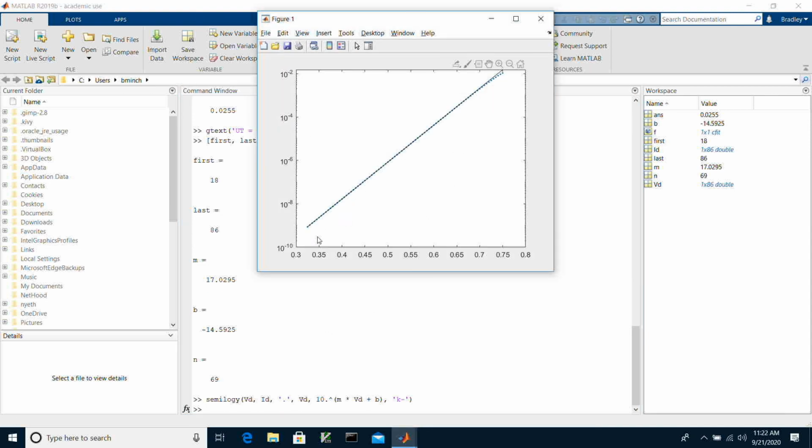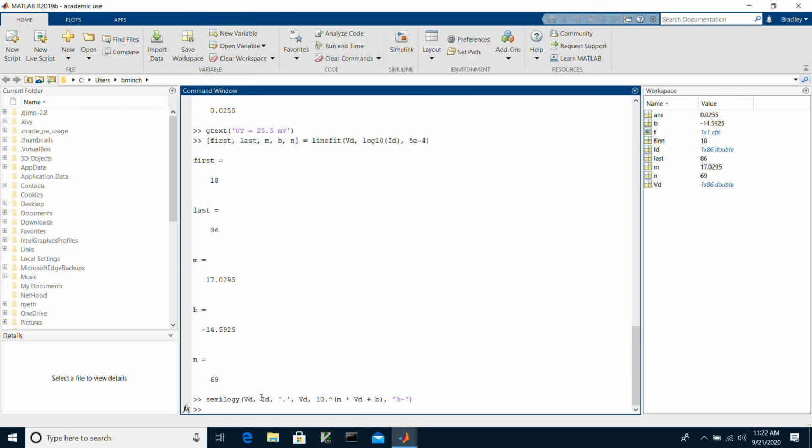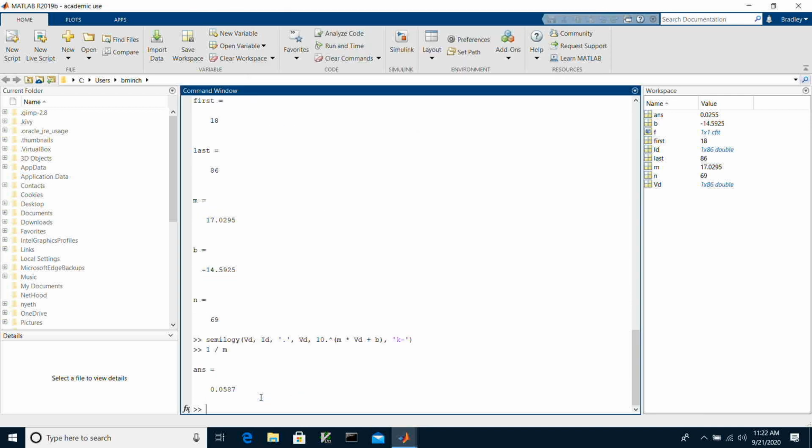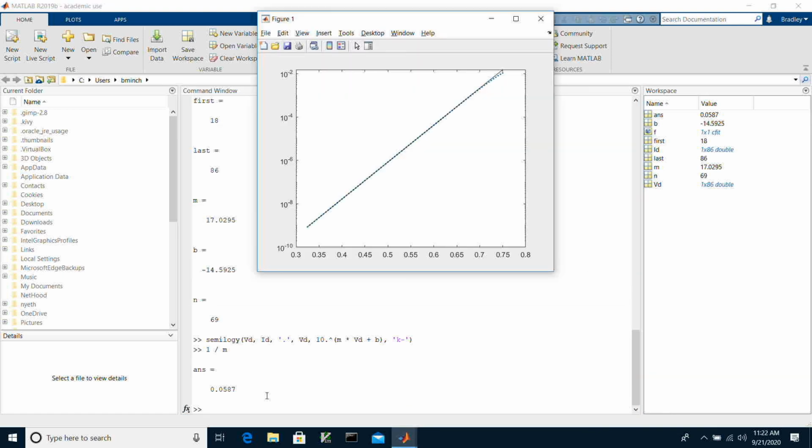And you can see it's the same nice fit, but the parameterization is different because I've changed the base of my exponential function from the natural base e to base 10. And here the slope of the exponential would be 1 over m, which is about 58.7 millivolts per decade.